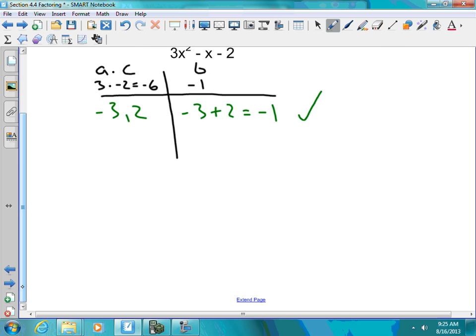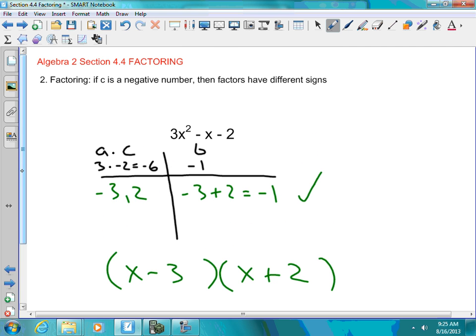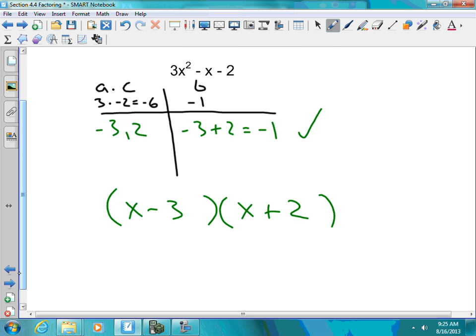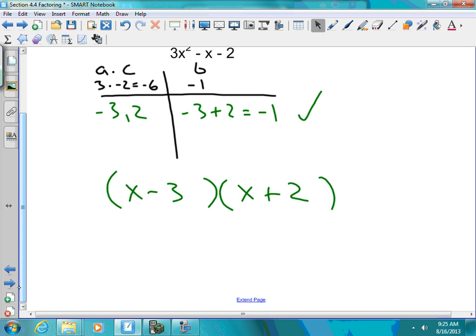This is what we want. What does that mean? Well, our variable is x. It's a minus 3, so x minus 3, and positive 2, x plus 2. Is that factored? No, it's not. If you said that was your answer, you didn't quite make it because, remember, we have to get 3x squared. x times x is x squared, not 3x squared.